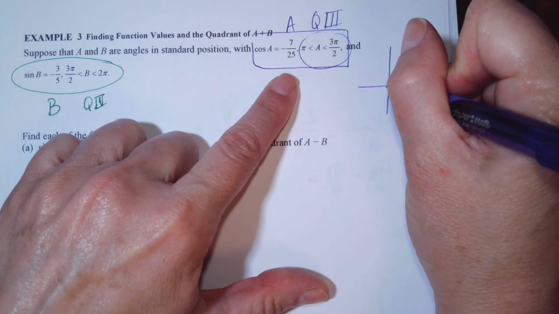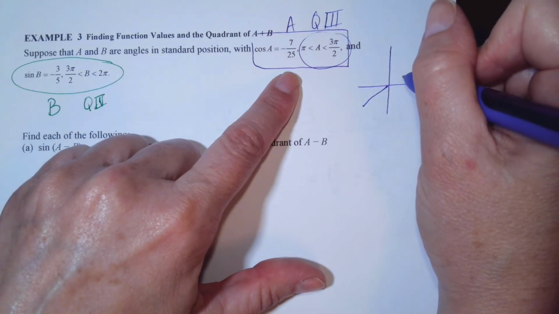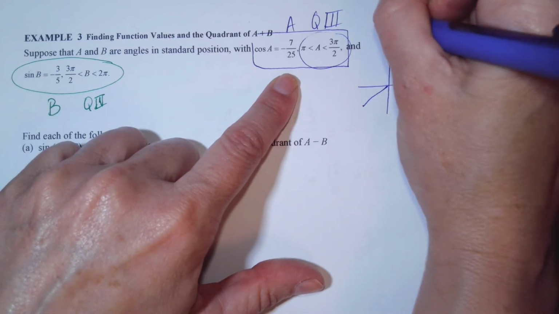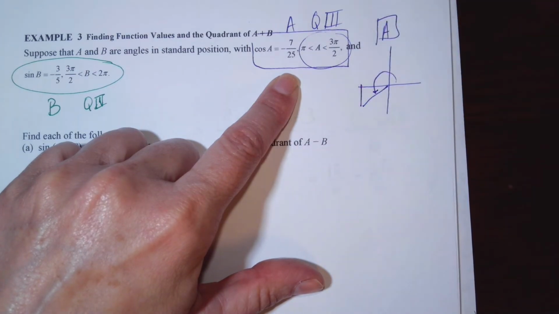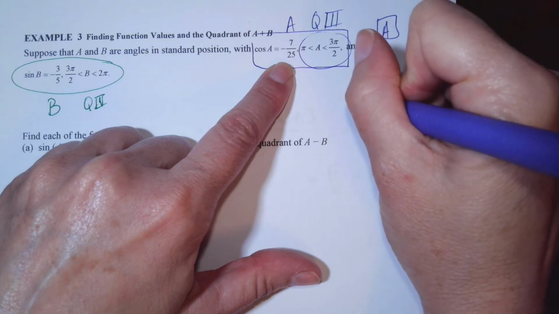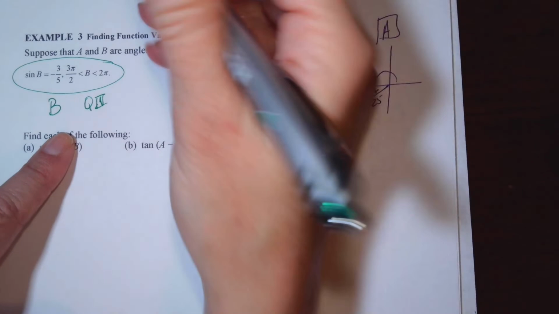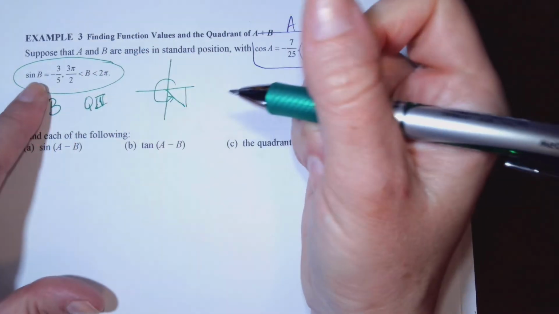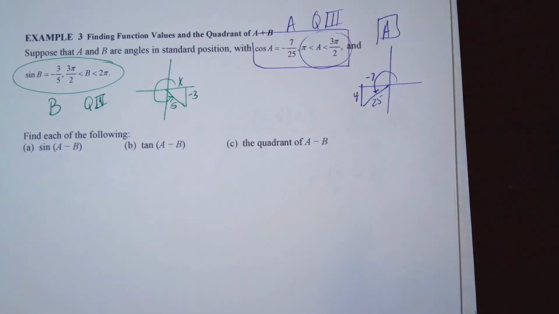A is in quadrant 3. This is going to throw me if I do A on the left and B on the right. Nah, we can do it. We can do A is in quadrant 3. I'm given cosine as a negative 7 over 25, so I need my y value, which is also going to be negative. B is in quadrant 4. I'm given sine is a negative 3 over 5, so I need x, and x is going to be positive.